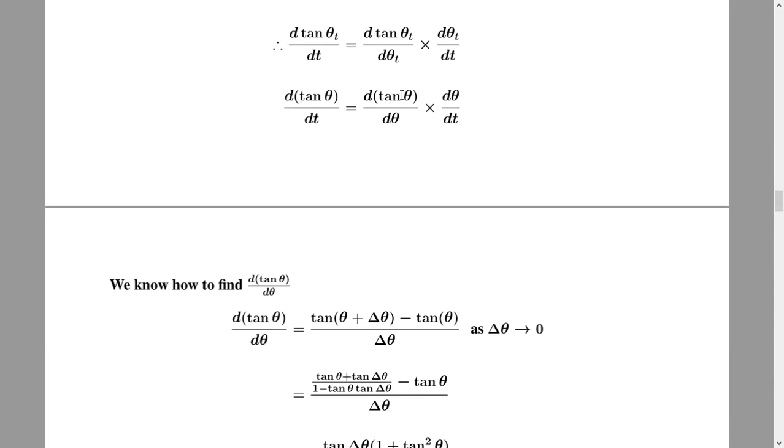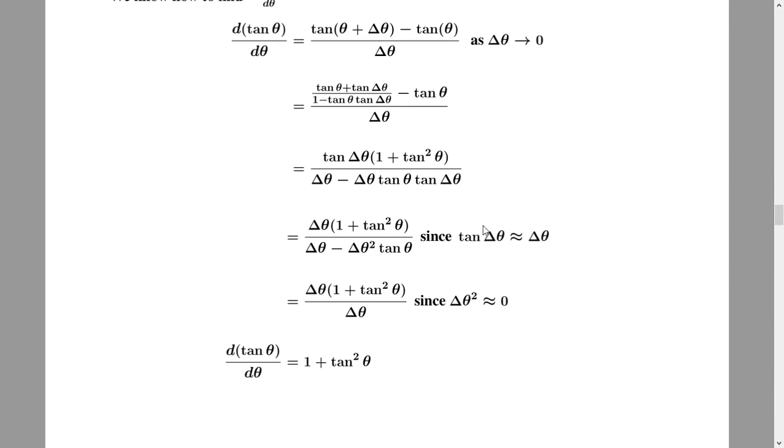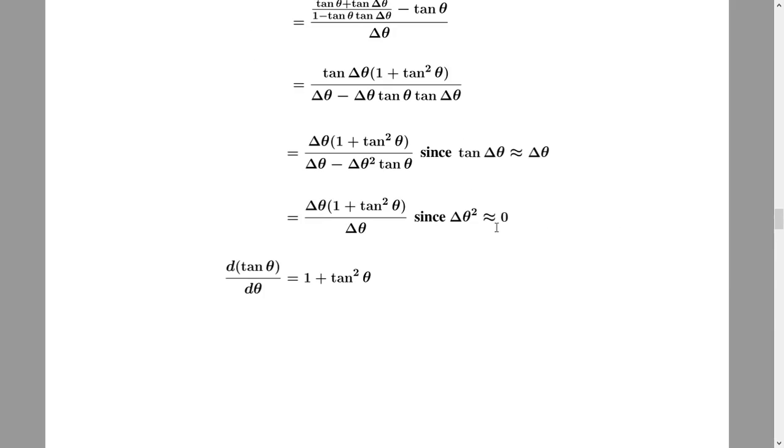Let's first find the derivative of tan theta with respect to theta. So we can start with the definition and do it the same way as we have been doing it so far. We will have to apply the small angle approximations at one place at least. And what you will find out is the derivative of tan theta with respect to theta is 1 plus tan square theta.